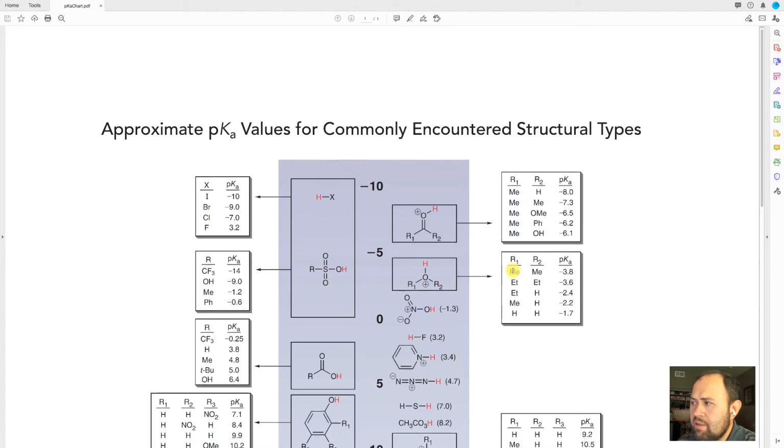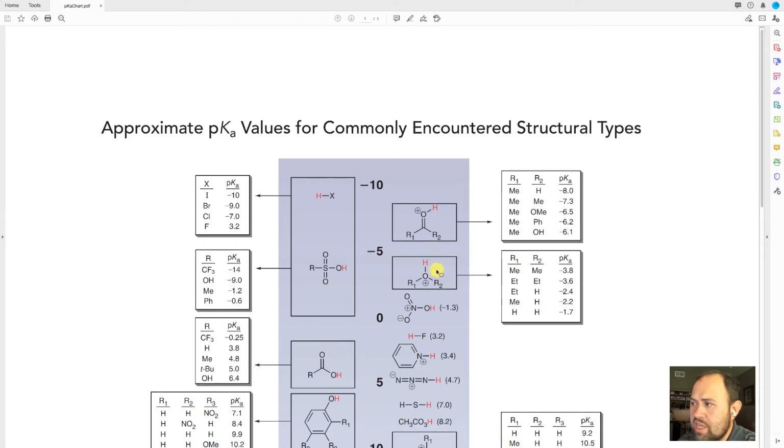In some cases, it can be two methyl groups, in which case the pKa of this hydrogen, so it's always the red hydrogen in the molecule on this chart. So if you print it out in black and white, be sure to either circle them, highlight them, or just know which hydrogens the chart is telling you the pKa for, or just use it digitally. Now, the pKa for this molecule when these two R groups are methyls is negative 3.8.